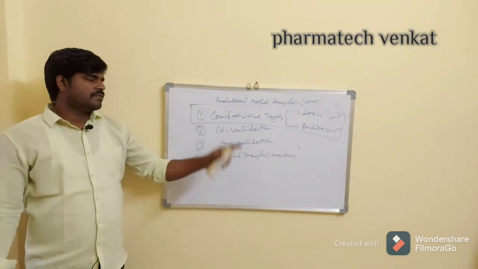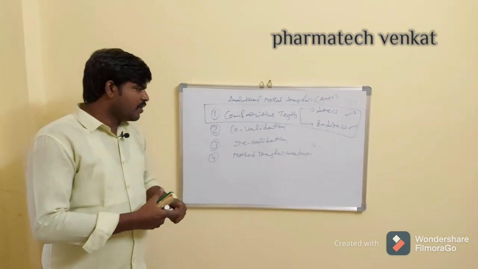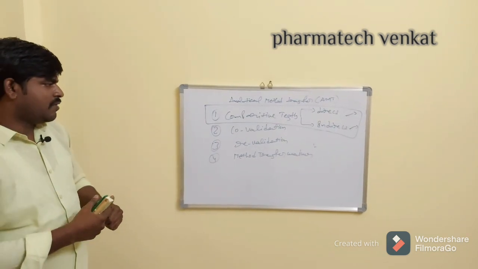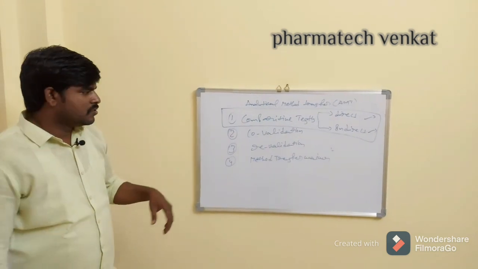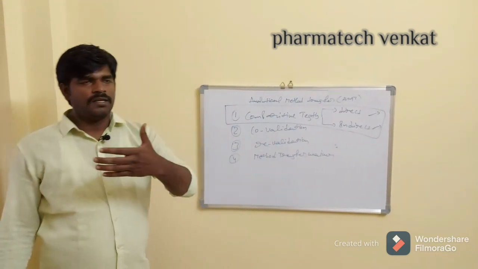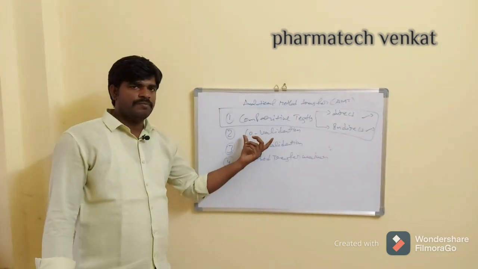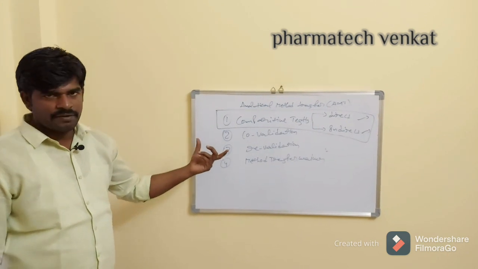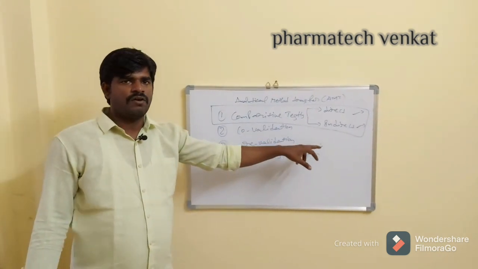And co-validation: we will perform the co-validation if you want to transfer a method and the same method has to be used at other sites also. In those cases the co-validation will happen, because persons from the other location sites will also come and be part of this validation, and they will do the activity. So in those cases method transfer is not required.